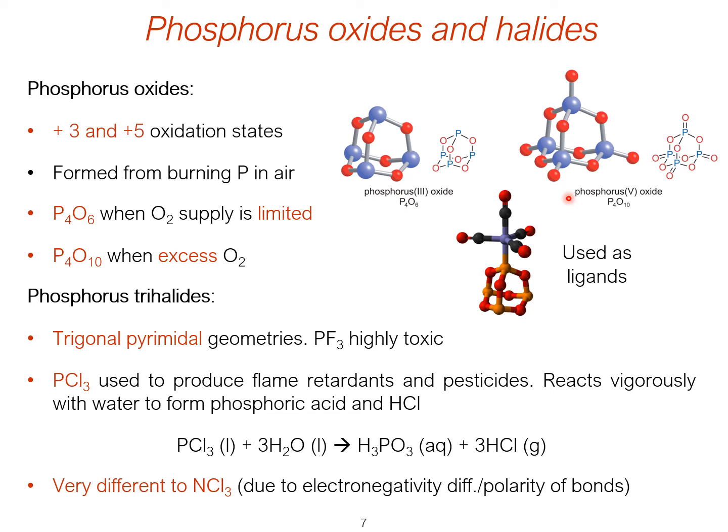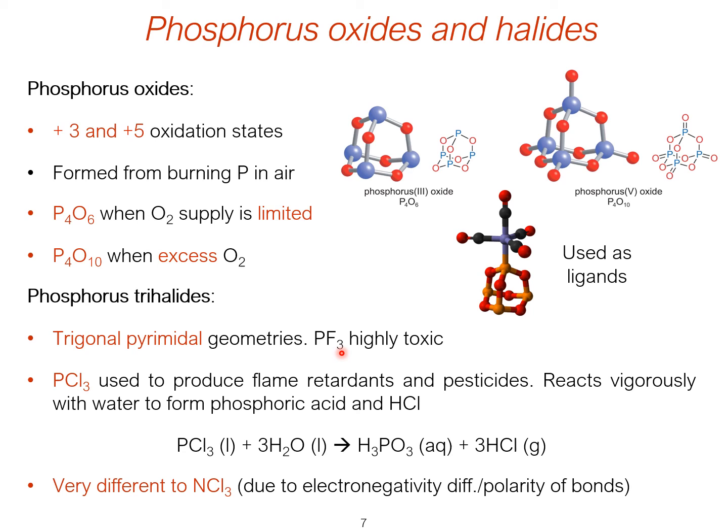If there's an excess of oxygen, you get P4O10. And this has the oxidation state of +5. And both of these are used as ligands. So we'll talk more about what a ligand is when we come to the D block elements. We'll be discussing complex chemistry, and that's when ligands are involved.